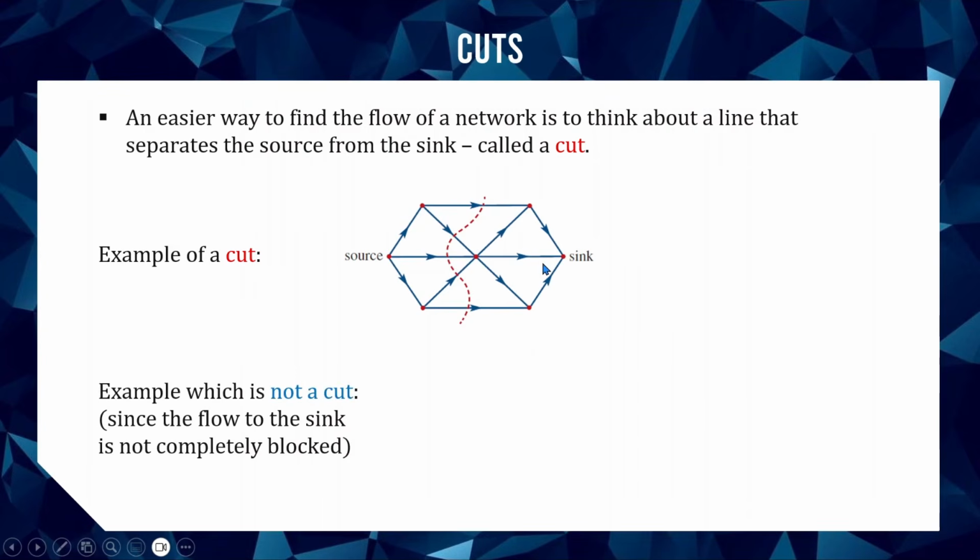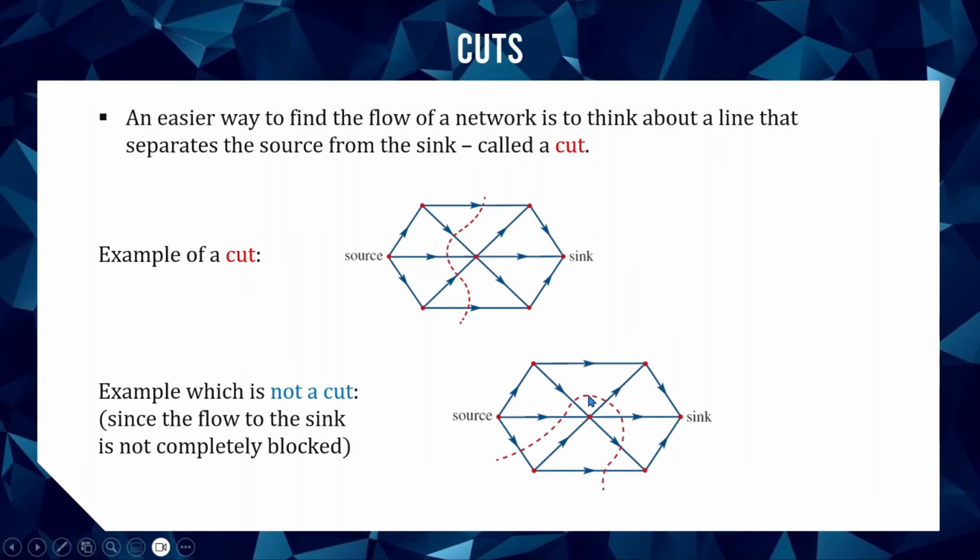Here's a bad example because it's not a cut. This is a line going through the network diagram, but it isn't entirely blocking the flow. I can still get from the source to the sink by going across the top here. So it's only called a cut if the imaginary line blocks off all the flow.